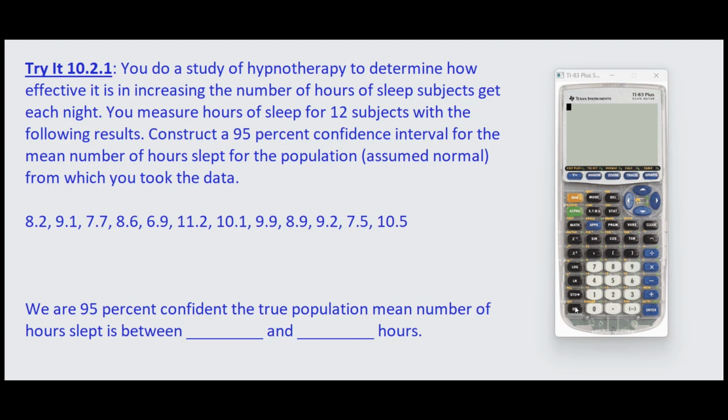With your graphing calculators, it's similar to the z-interval. First, we go to stat, we go to edit, and then we enter in the individual 12 values, 8.2, 9.1, 7.7, all the way down to 10.5. Then we go to stat tests, and you can press 8 or scroll down to where it says t-interval.